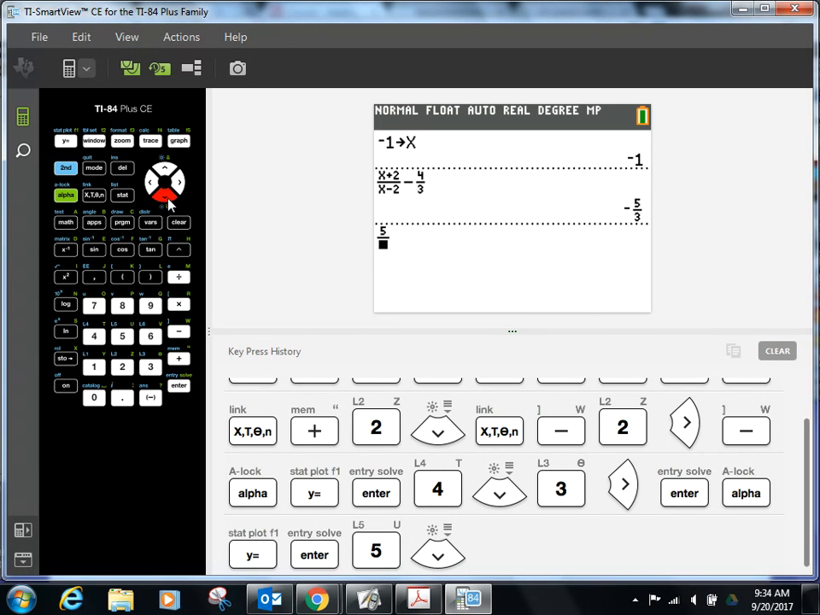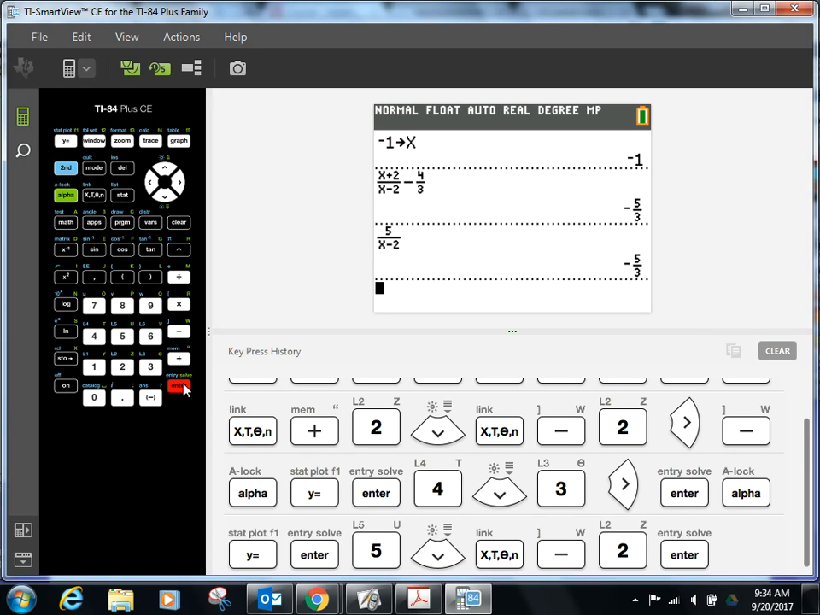5 over x minus 2, and I'm praying that it comes out to be negative 5/3, because if it does, we're good to go. All right, we found the correct answer. If it doesn't come out to be negative 5/3, I better go back and check my work again. The answer is not negative 1. Beautiful. Both sides, left and right, came out to be negative 5/3.